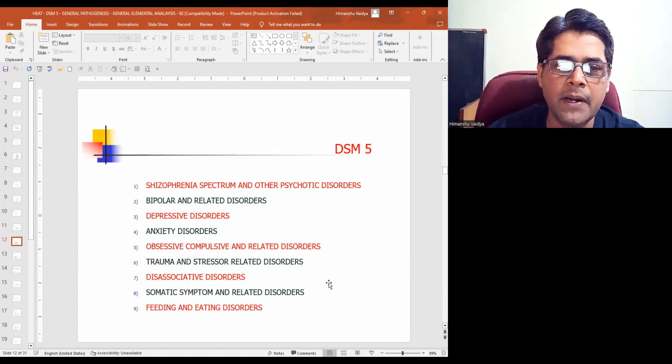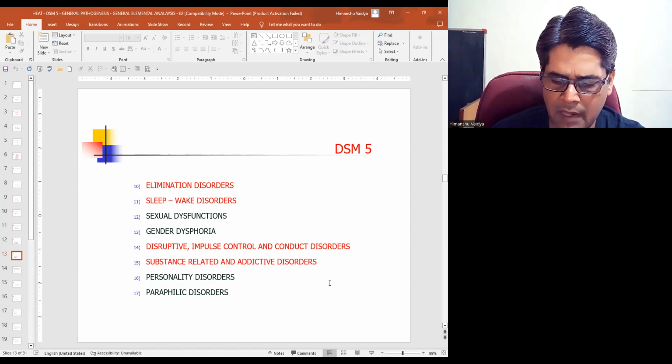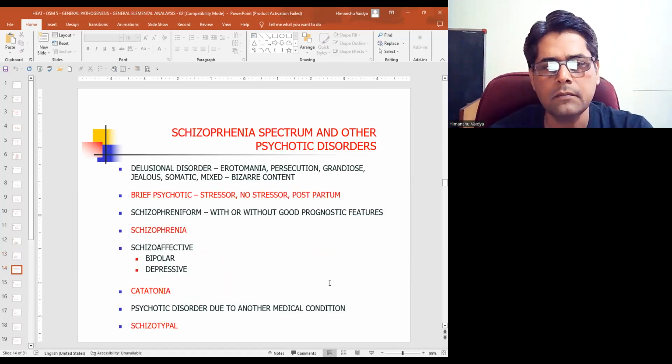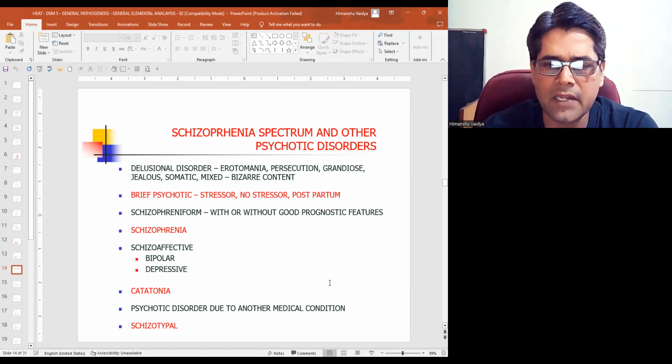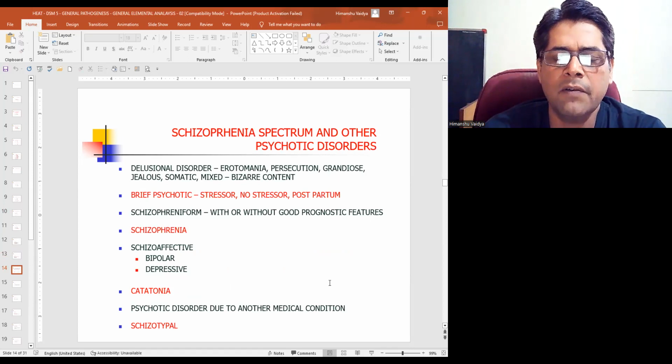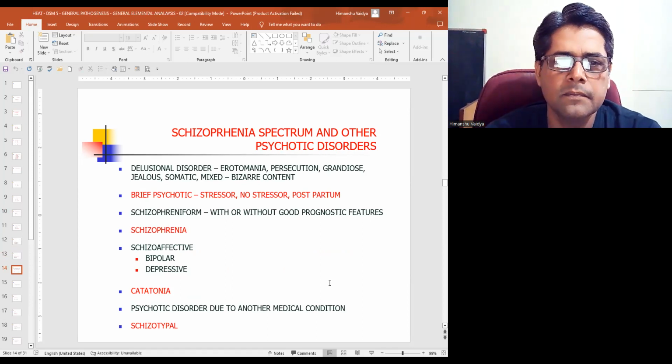So let's apply these elementals to the 17 chapters of DSM. These are the first 9, and these are the remaining chapters. Out of all chapters, these 17 are the ones where psychotherapy can contribute substantially. The rest of the chapters are bio-heavy, which I have put aside. So let us look at the first chapter for us, in DSM section 2: schizophrenia spectrum and other psychotic disorders.